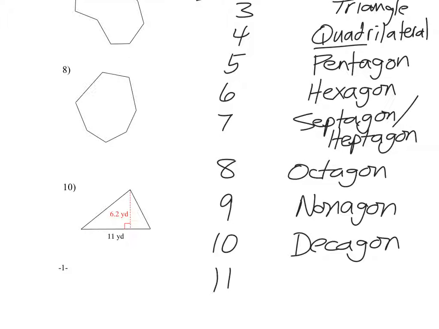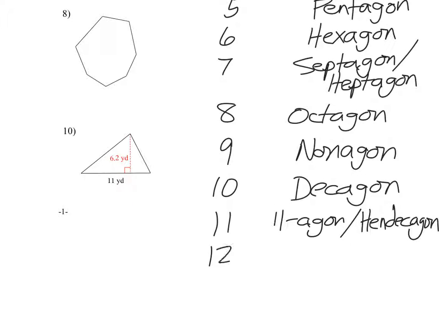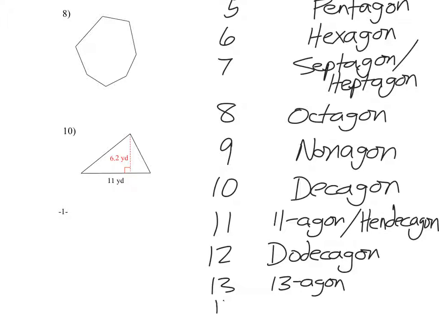Okay, now we get to 11. There's some discrepancy here on how this is done. Some textbooks just teach it as an 11agon, is what they call it. Some other textbooks actually have a name for it, and that's called a hendecagon. That's kind of hard to spell. Hendecagon. Don't see very many 11-sided shapes anyway. And then we have 12, which is called a dodecagon. Then anything after 12 is named by the number of sides. So 13 would be called a 13agon. 14 would be called a 14agon, and so forth and so on.